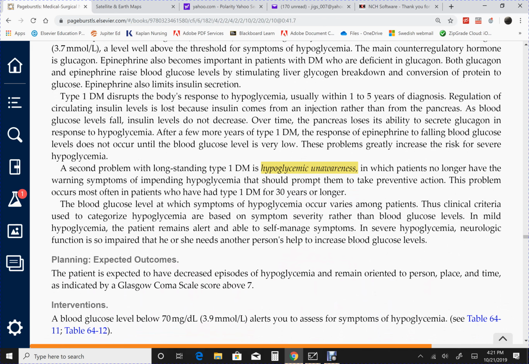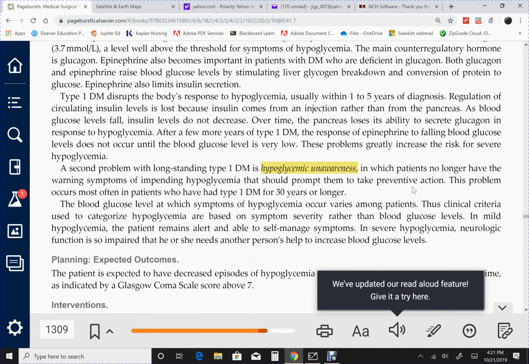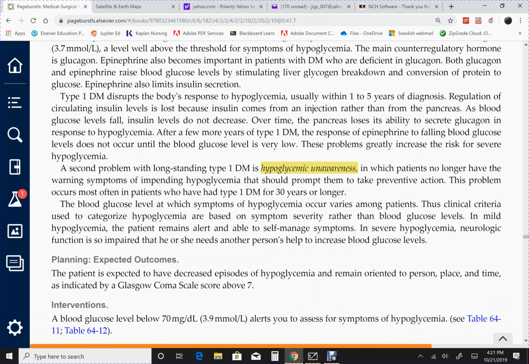Here is hypoglycemic unawareness again. We mentioned this earlier. This is defined as when patients no longer feel the warning symptoms of hypoglycemia, which can be dangerous.